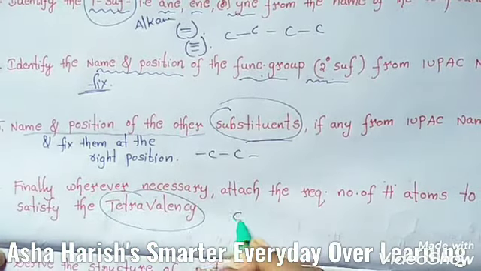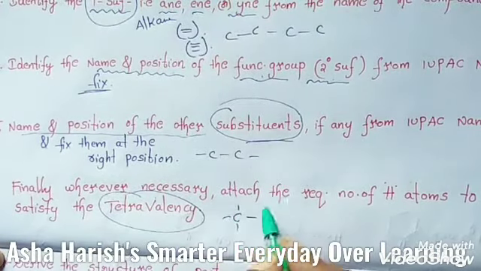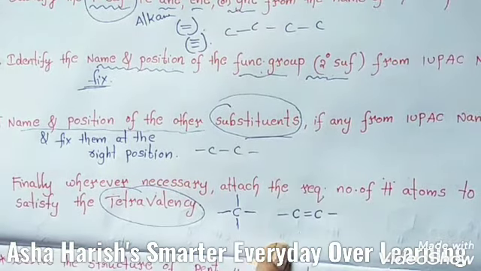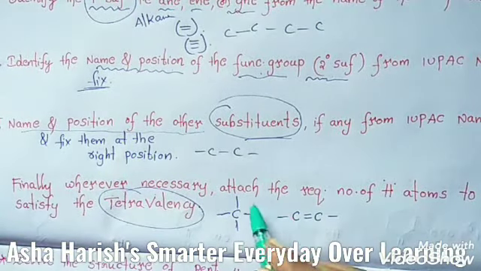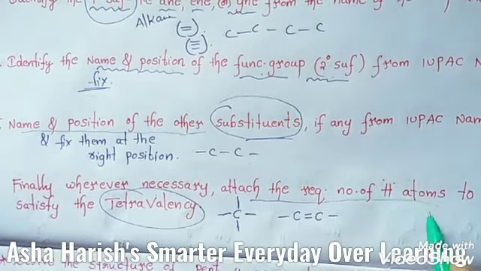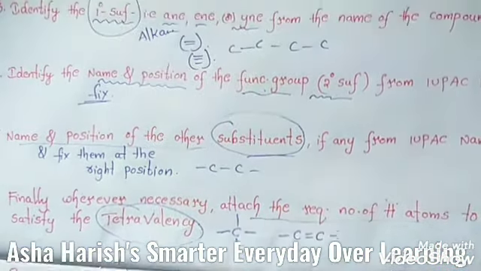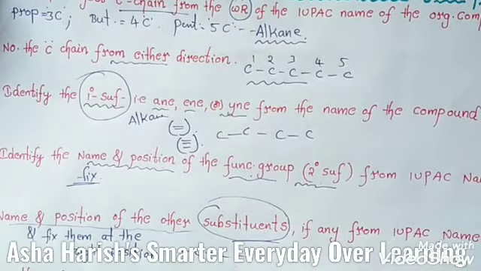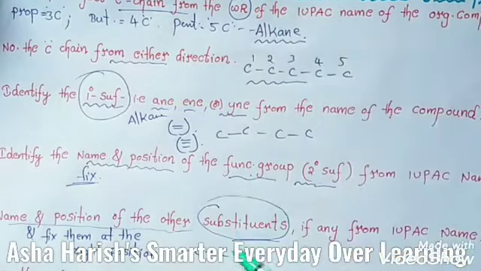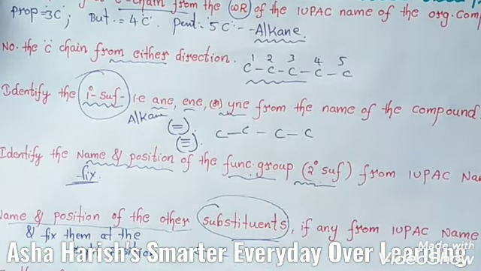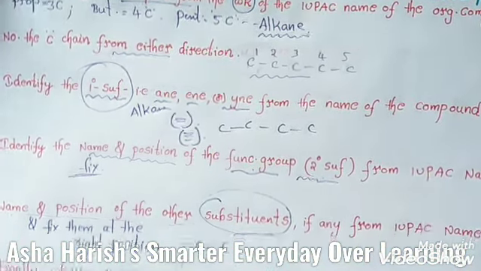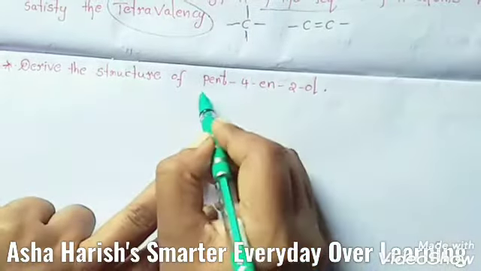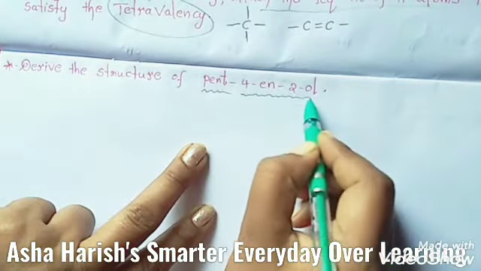Tetravalency means that carbon has a valency of 4 and needs to form 4 bonds with other atoms. You know that very well. Based upon the tetravalency, you need to attach the required number of hydrogen atoms. These are the rules for writing structural formulae from the IUPAC name of the compound. Let's see the examples, giving the exact structure based upon these rules. Let's see the first one: derive the structure of pent-4-en-2-ol.